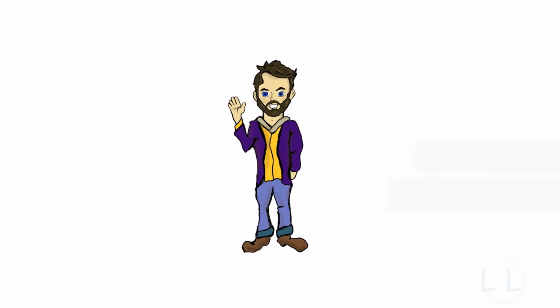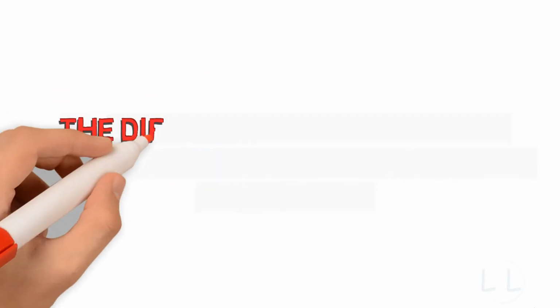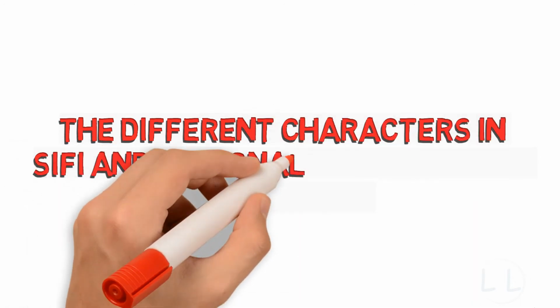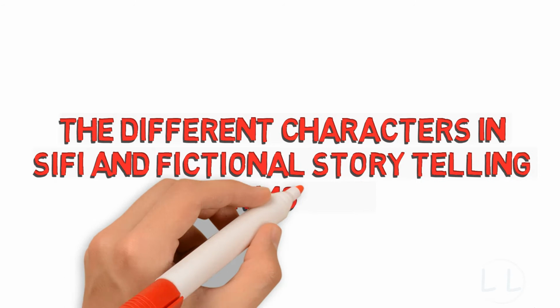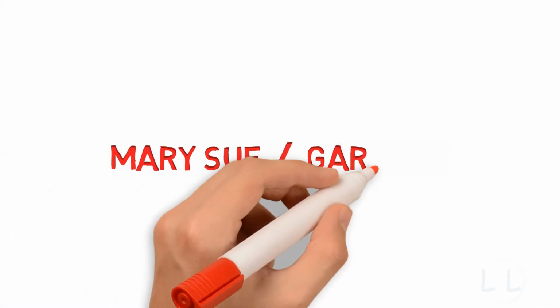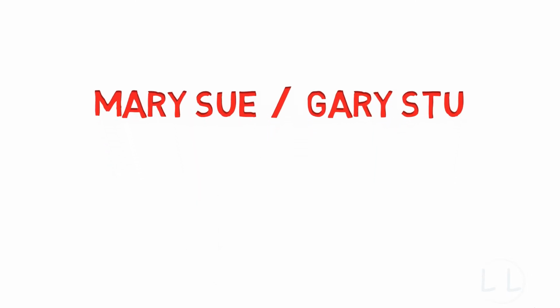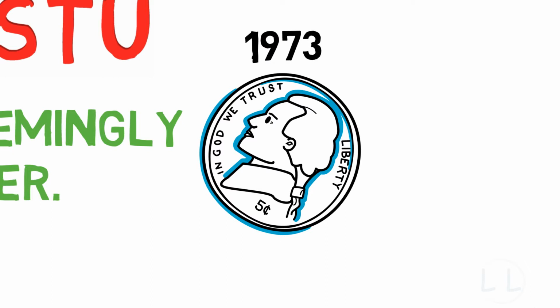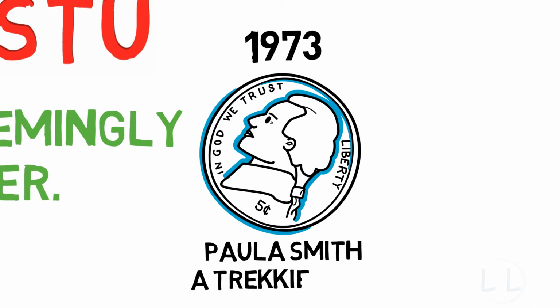Hello there! Let's learn about the different characters in sci-fi and fictional storytelling for movies. Okay, so let's begin with Mary Sue, or Gary Stu, depending if you're male or female. Mary Sue is an idolized and seemingly perfectly fictional character. It was coined in 1973. A known writer named Paula Smith wrote a parody called Trackie's Tale, where this character, Mary Sue, was born.